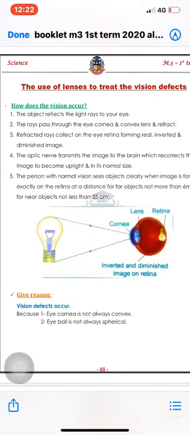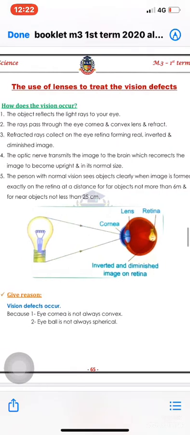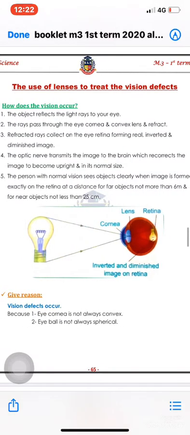The optic nerve at the end of the eye takes the image and transmits it to the brain, which recorrects the image to become upright and its normal size. So you see the person or the object in front of you upright and in its normal size.